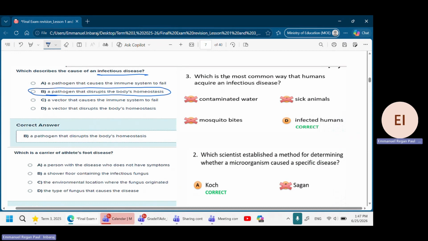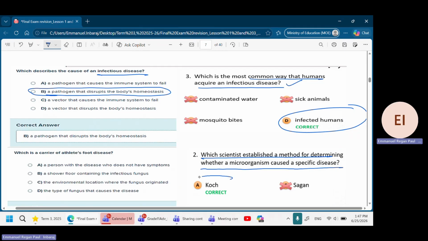Next, which is a common way that humans acquire infectious disease? Humans will get most of the disease from humans. Okay, so which scientist established the method of determining whether the organism caused a specific disease? The name of the scientist is Koch.